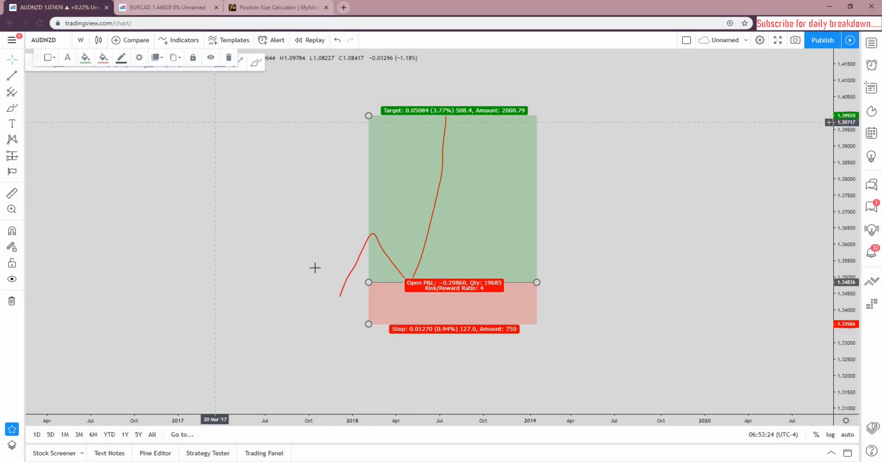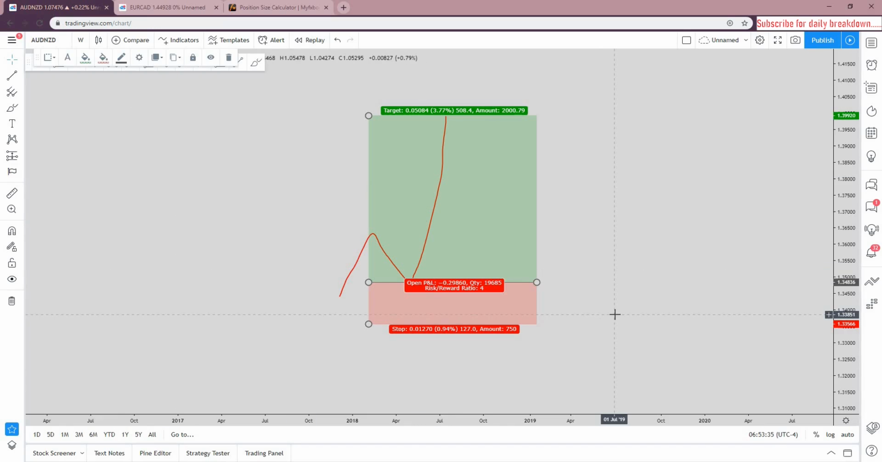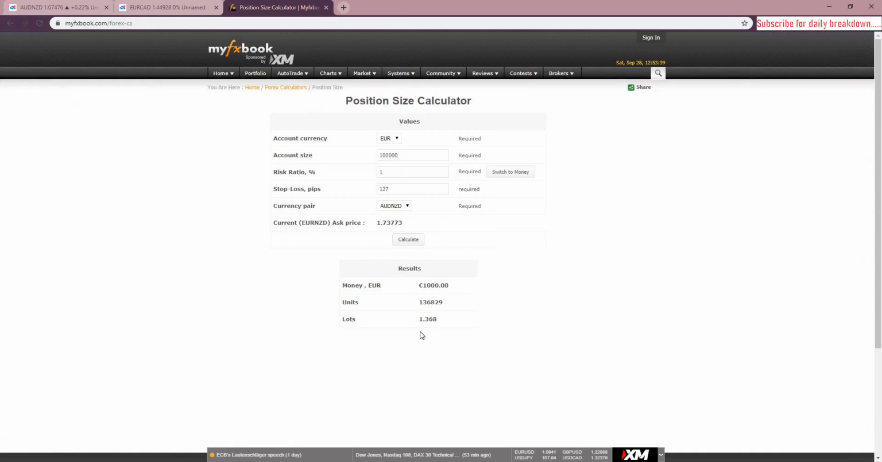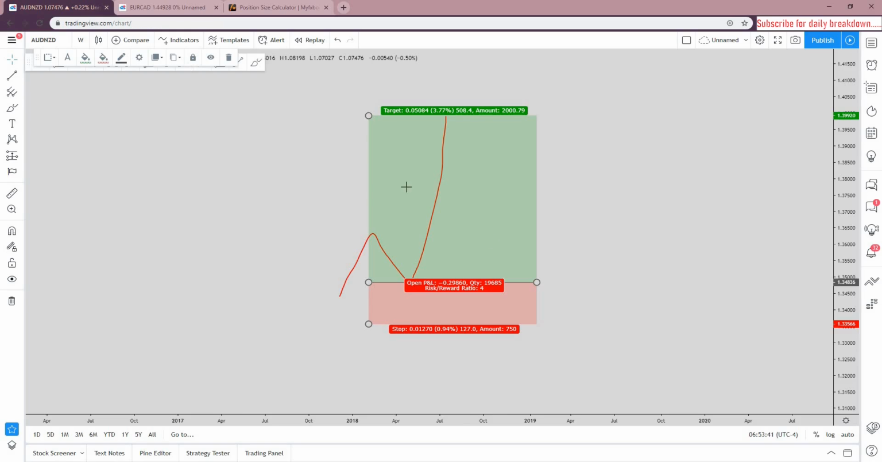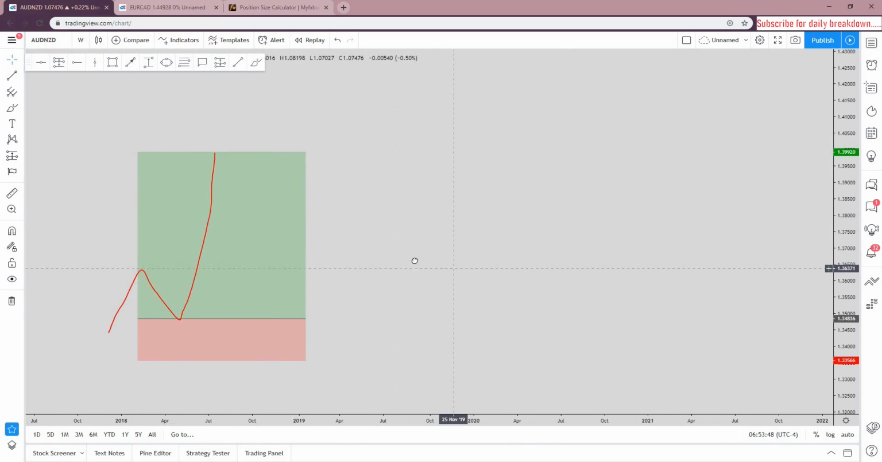So basically, if we want this 127 pips to be 1% of our account, or in other words, we want it to be $1,000 risk, then what we need to do is regulate our lot size to be 1.36 lots, like the calculator has just given us. Very simple concept. Now, another rule about this is how you're supposed to calculate your lot size.